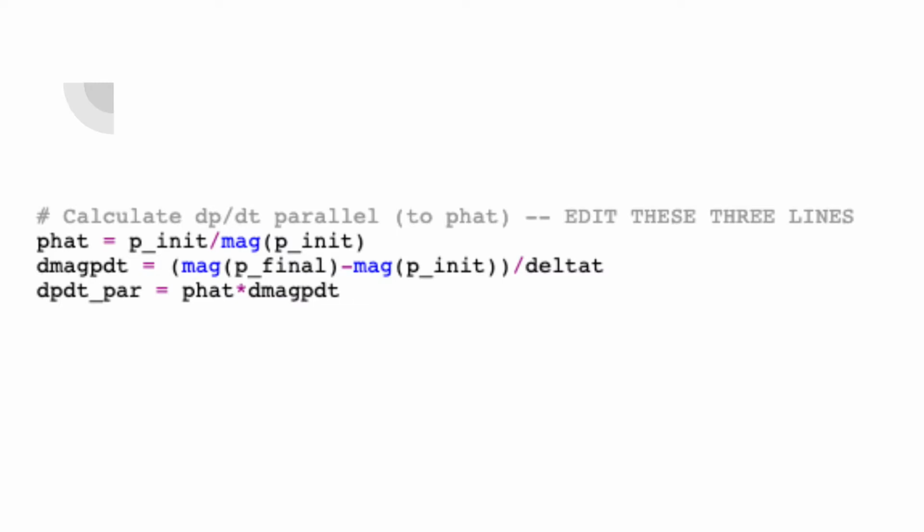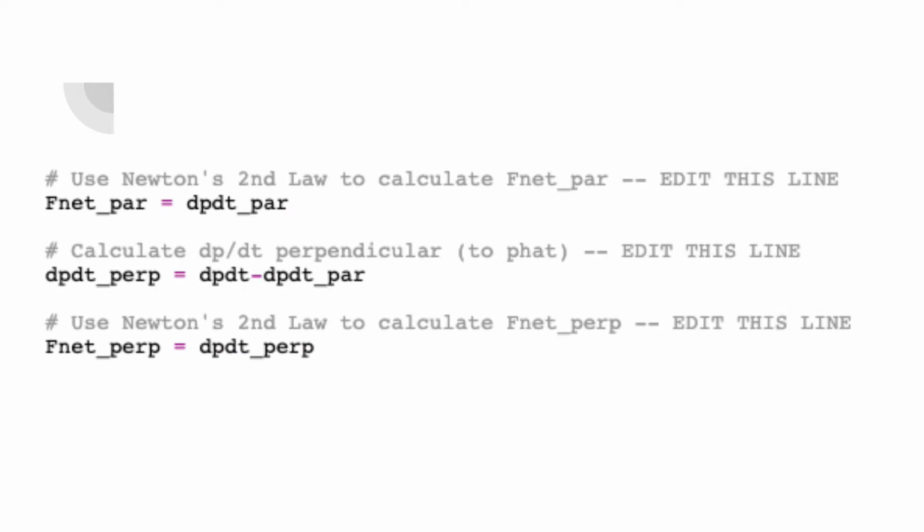In order to calculate the parallel component, you take the initial momentum and divide it by its magnitude to get a unit vector, which is just direction. And then you take the magnitude of the change in momentum and divide that by time and multiply by the unit vector to get the actual parallel component. And then by taking that parallel component, you assign it to the variable Fnet parallel. Since the actual net force is equal to parallel plus perpendicular, to calculate perpendicular you can just subtract out the parallel and then assign it to a new variable.